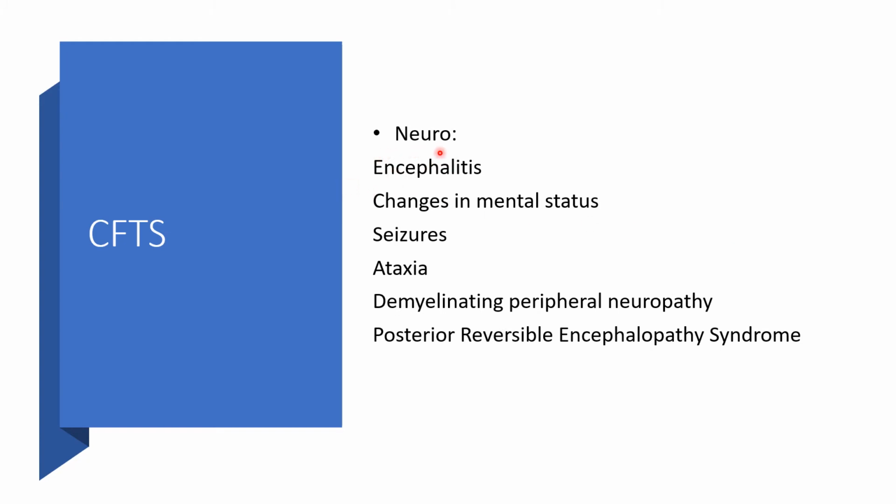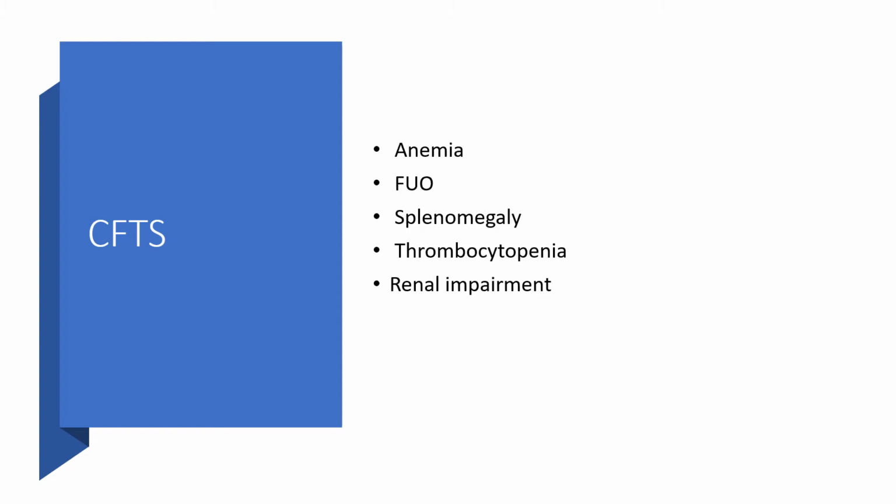Neuro or central nervous system will not be left out. We might be faced with encephalitis, changes in mental status, seizures, ataxia, demyelinating peripheral neuropathy, posterior reversible encephalopathy syndrome. Now, there may be anemia, fever of unknown origin, splenomegaly, thrombocytopenia, or renal impairment.